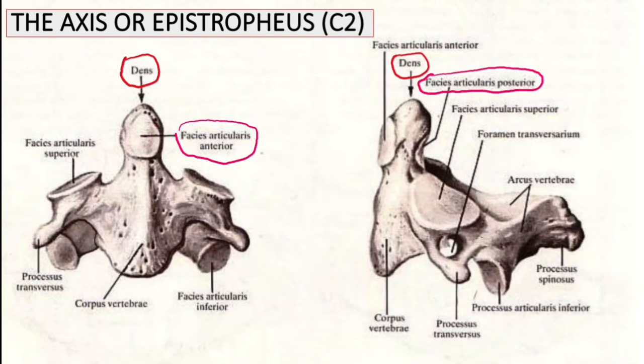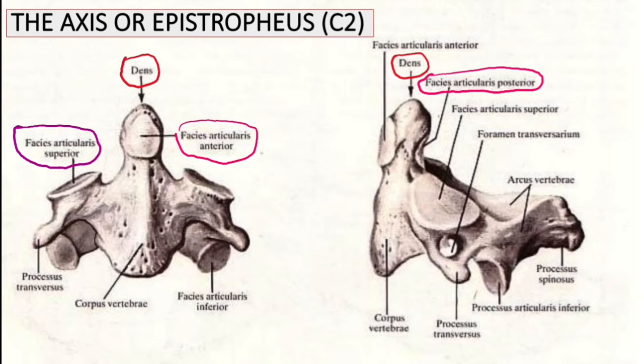And then there's the facies articularis posterior. This one, there will be a transverse ligament. We will talk about the ligaments later, but it's the one which articulates with the facies articularis posterior.